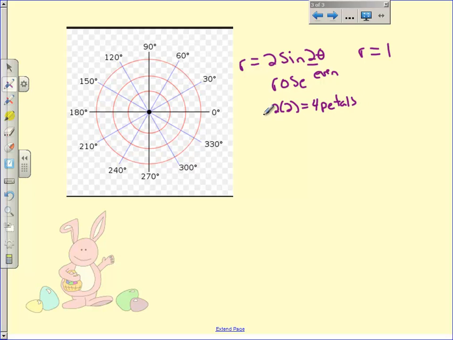And on top of that, we know how far apart they're spaced. We do 360 divided by 4, which is 90 degrees. We know that they're 90 degrees apart. And sine reaches a maximum value at 90 degrees. The way you make 2 theta equal 90 is you plug in 45 for theta, because 2 times 45 is 90. The sine of 90 is 1, times 2 is 2. So out here at 45 degrees, I have a maximum. And I know my first petal looks something like this, and then the next one would be at 135, and then at 225, and then over here at 315.